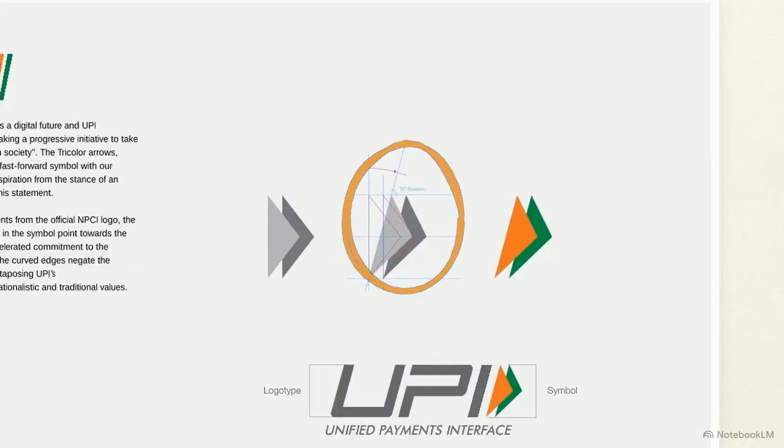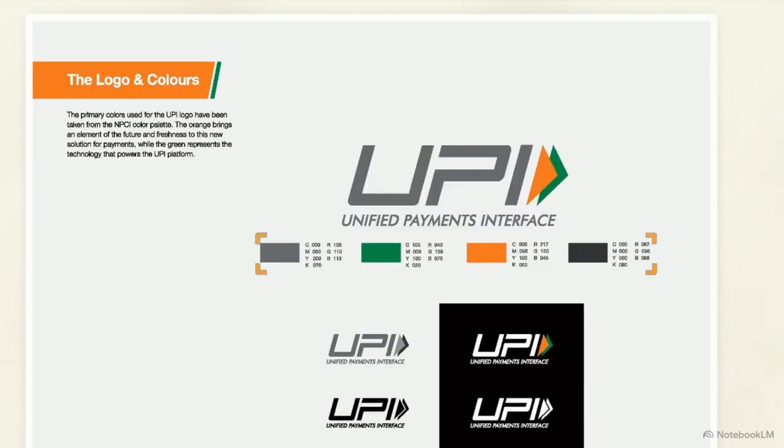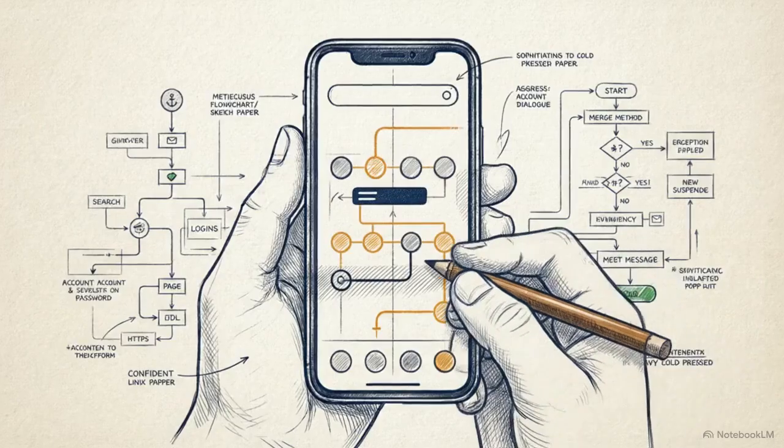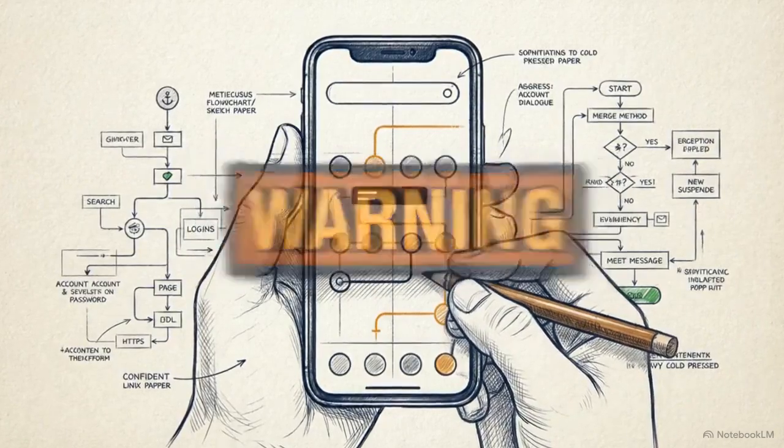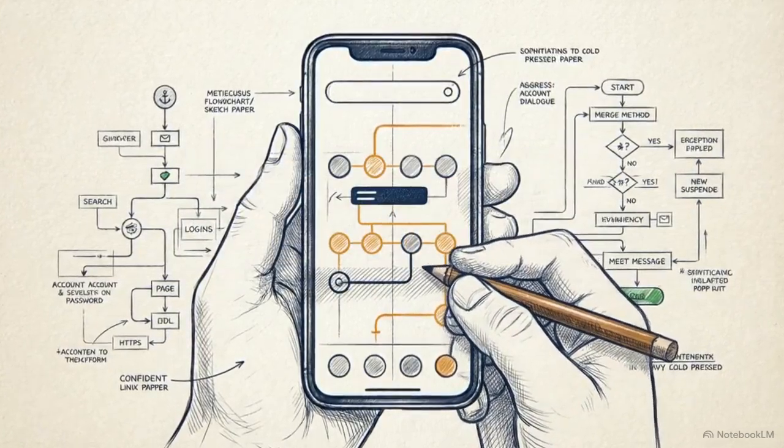Here we see the precise geometry of the UPI mnemonic. The tricolor arrows combine a fast-forward symbol with the national flag, taking inspiration from a track athlete. Notice how the sharp edges point forward, while the curved edges reflect traditional values. This technical palette specifies the exact hex codes required. Every digital asset and piece of print collateral must match these values to maintain brand integrity across the ecosystem. These design rules act as legally binding parameters. Improper logo usage or unauthorized modifications will result in the suspension of your UPI interface.